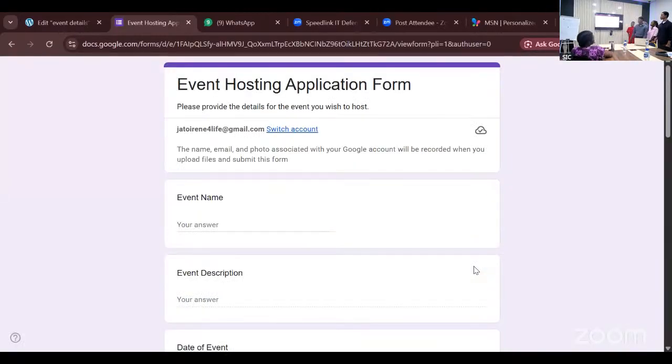This is the form where you have to put in the banner or your flyer for your events. You put in the name and every other detail required for the event. You upload it to us, and when it gets to us, we can also get in contact with you and post the event on our platform. Thank you.